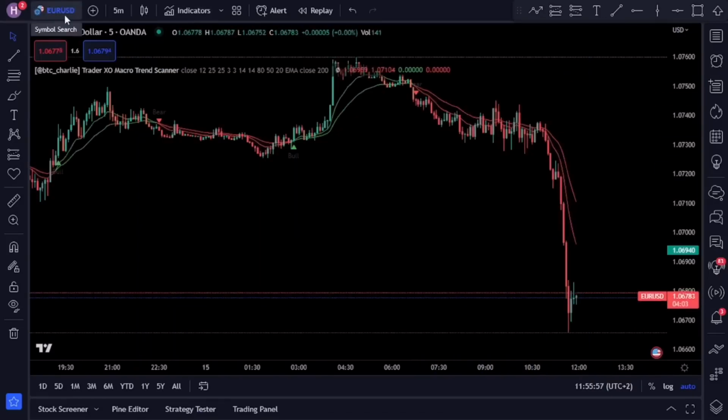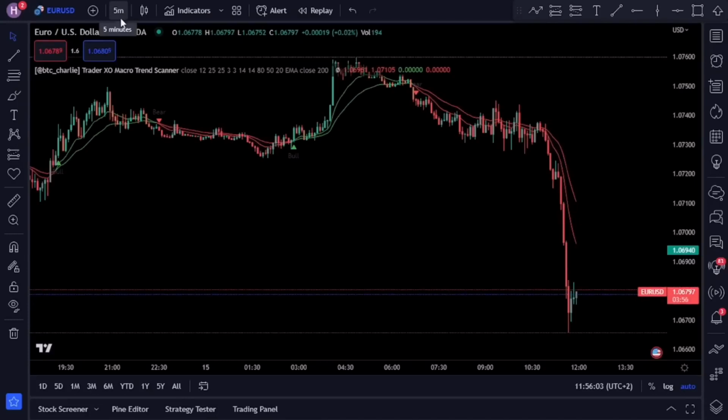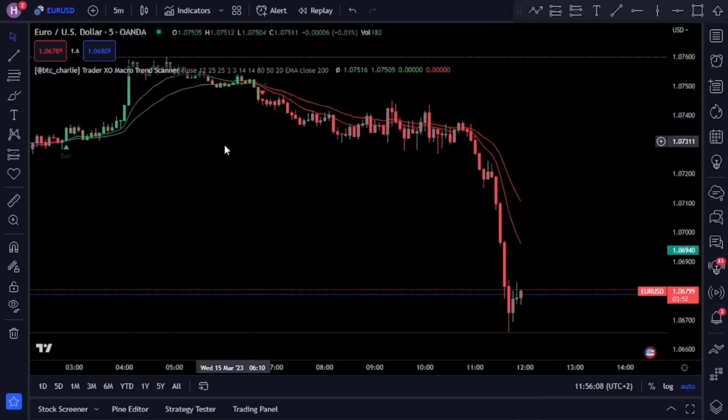On TradingView, I've selected the Euro-USD currency pair on a 5-minute time frame for this strategy, but keep in mind that you can use this strategy on all time frames, and this strategy can be profitable on all of them.